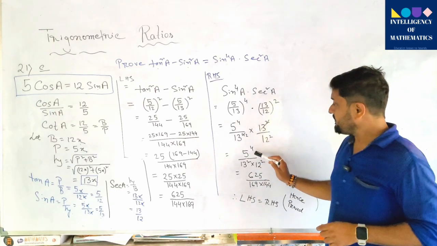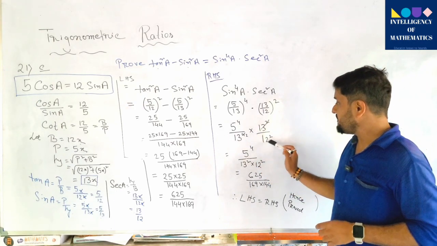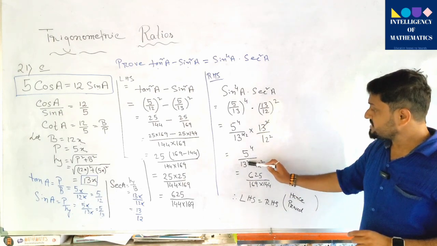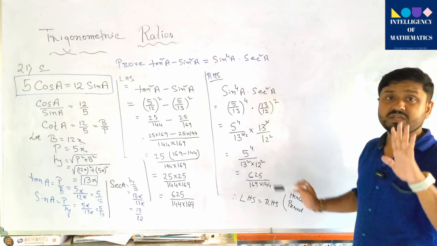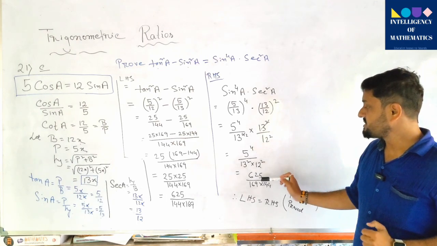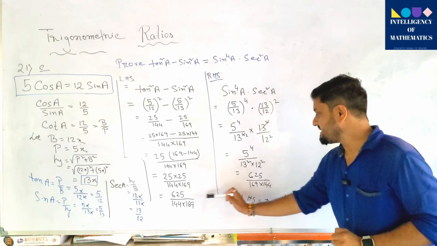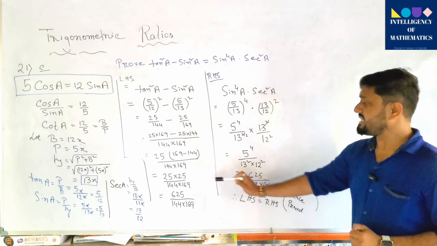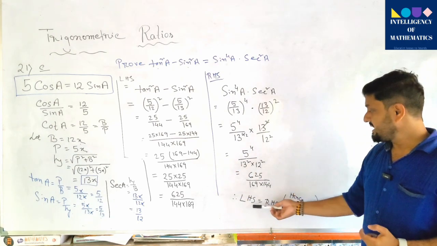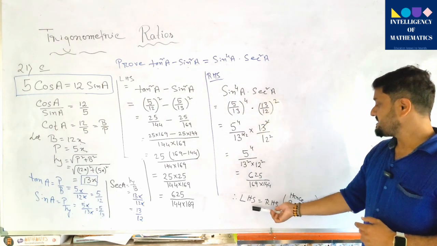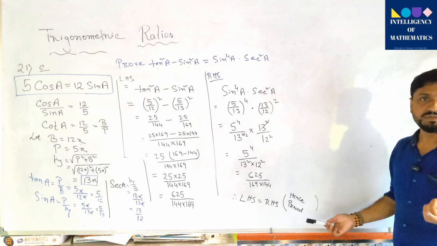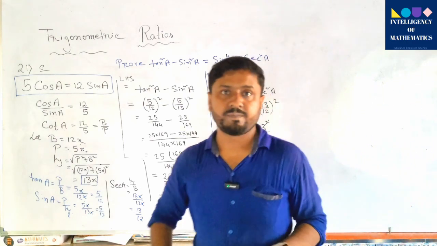Next, 5 to the power 4 we kept. Here we have written 13 square into 12 square. 13 square is 169, 12 square is 144, and 5 to the power 4 means 4 times multiplication of 5, which will give you 625. Check, both the results are coming the same. So we can say LHS and RHS are the same. LHS and RHS being the same means this expression is equal to this expression. So we write LHS equals RHS, hence we have proved it. Hope you understood this. Let us move.